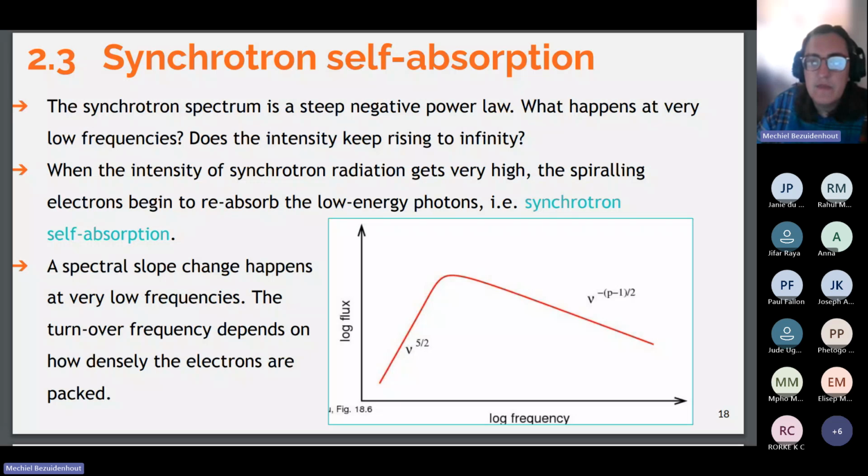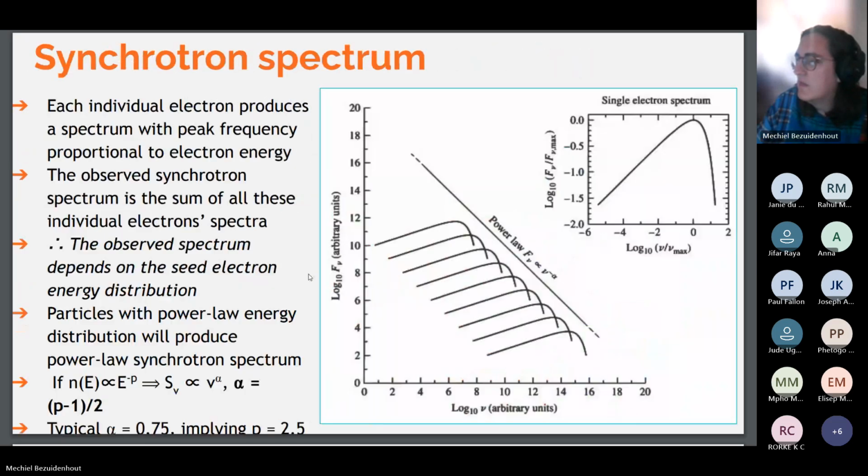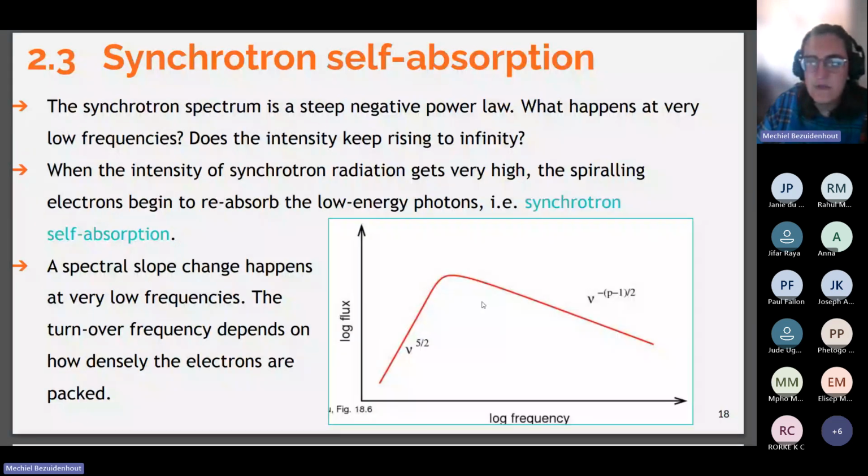Okay. Thank you, sir. No problem. There's a question from Portia on the chat. As the electrons begin to reabsorb the low energy photons, does this mean that as time progresses, the peak of the spectrum shifts to lower frequencies? So we're talking about synchrotron self-absorption.